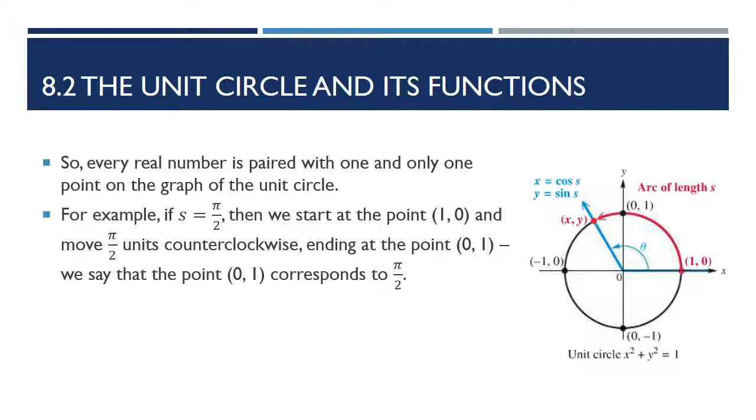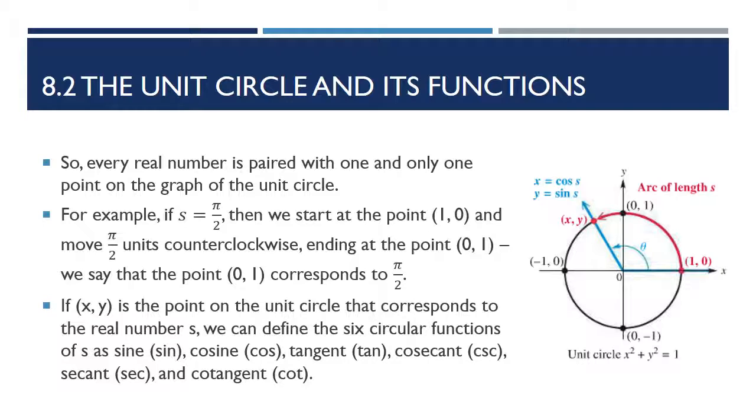So for example, let's say that s is pi over 2. If we start at (1, 0) and we move pi over 2 units counterclockwise, we are going to end at the point (0, 1), and we would say that (0, 1) corresponds to pi over 2.